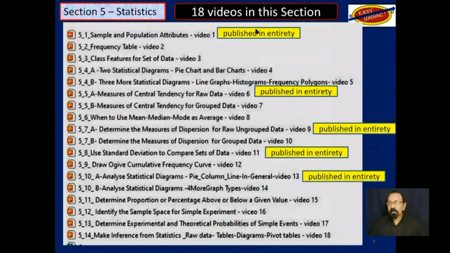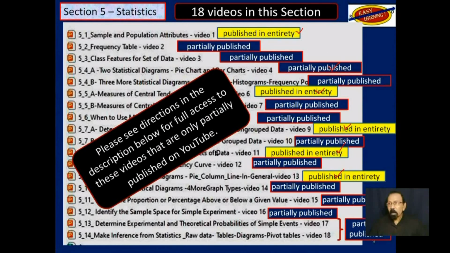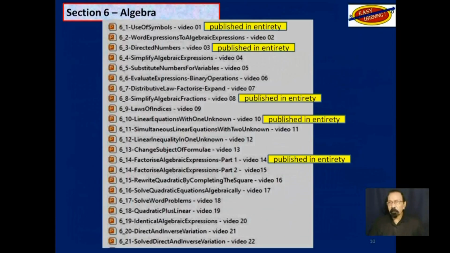Section 5, statistics. Again, these that you see indicated in yellow here have been published on YouTube in their entirety. The others only partially, and again, you can still learn something from those that are partially published because they do deal with those specific objectives to a certain extent. However, if you need full access to these videos that are only partially published on YouTube, please see directions in the description below. And the same thing applies for section 6 algebra.